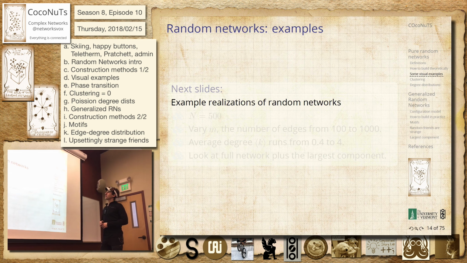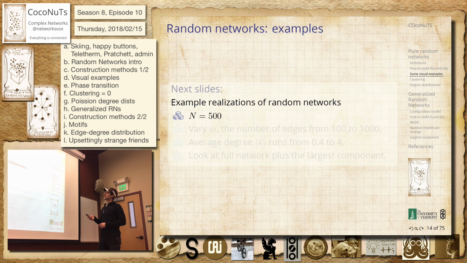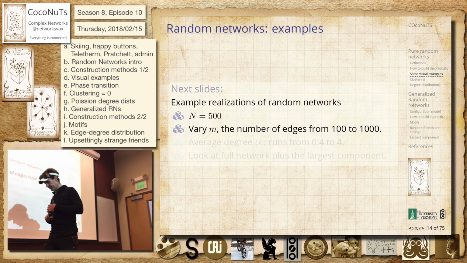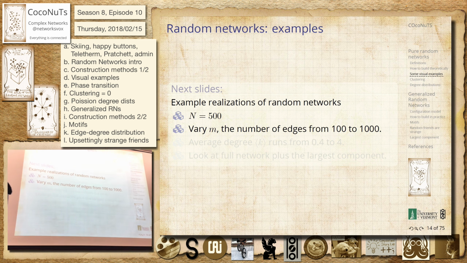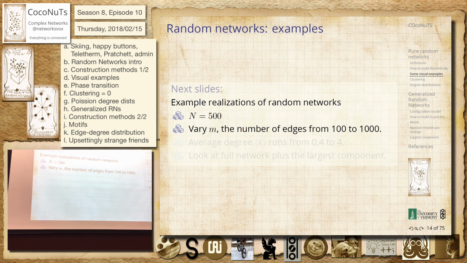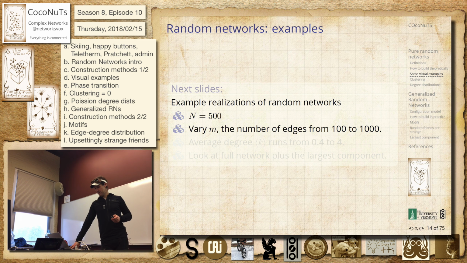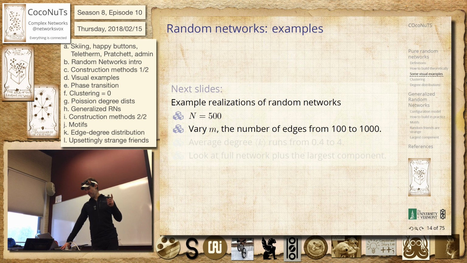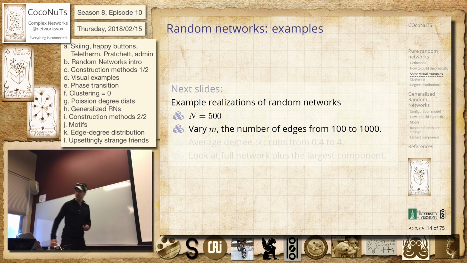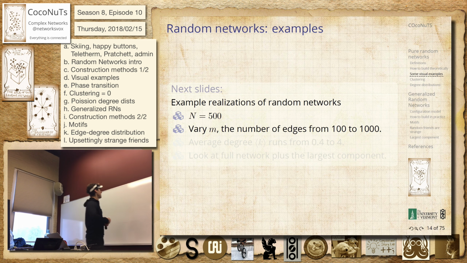So, okay, visual examples, just so we're there. So we've got 500 nodes, and I should try NetworkX or something for this. This is an old one. So let's see, 500 nodes, we're going to vary m, the number of edges, from 100 to 1,000, so 2 times m divided by n, right? That's our little simple calculation.